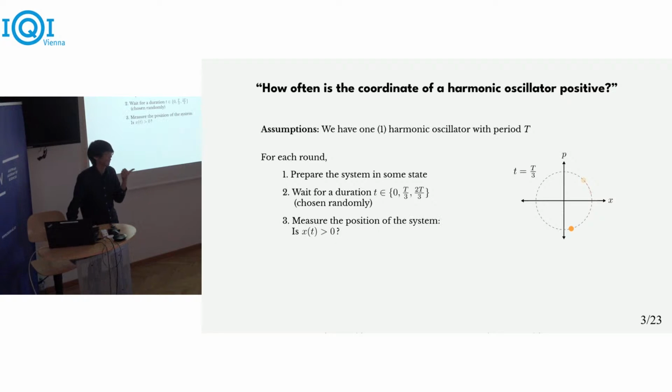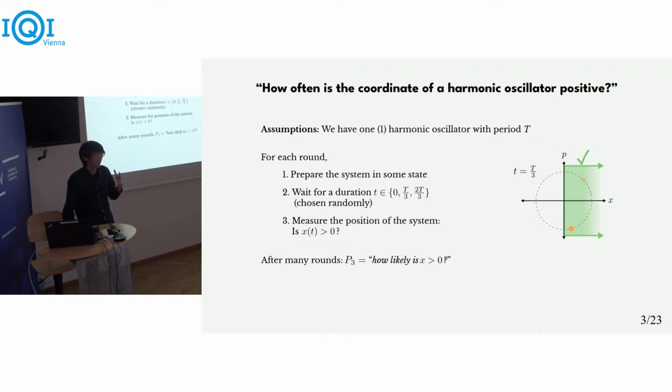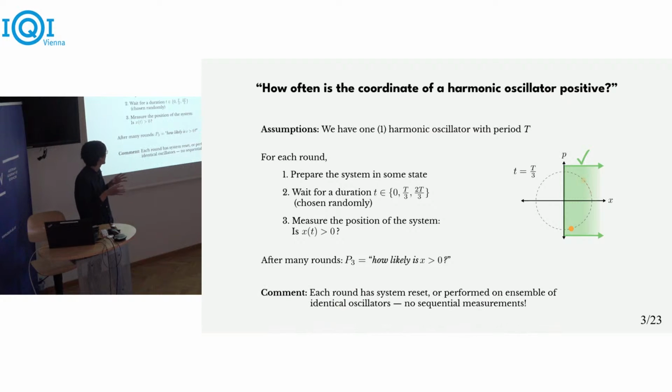I measure the position of the system. And all I want to know is whether or not it is positive. So in this case, you can see that it is positive. So I do this many times. And after many rounds, I calculate the score, which is how likely the position is positive over these many rounds. And a comment I make here before I go on is that we are doing independent rounds, right? In each round, we reset the system, or we can perform each round on an ensemble of identical oscillators. We're not doing any kind of sequential measurements here.